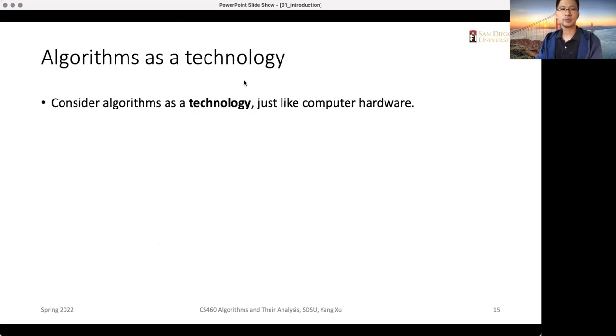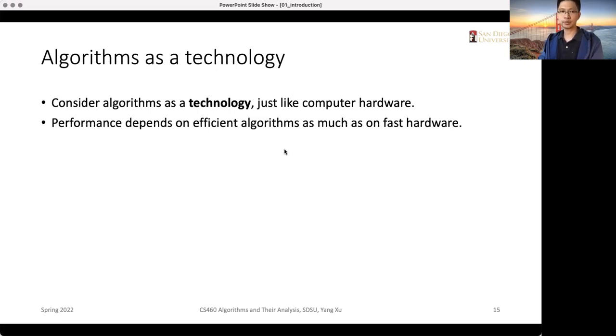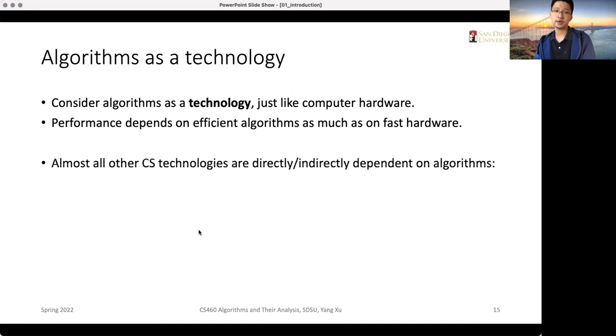All right. So, given the importance of algorithms, we can consider algorithms also as a technology, just like any computer hardware. Not just the hardware is a necessary technology, but also the algorithms. The performance of a computer system depends on efficient algorithms as much as fast hardware. And almost all the other CS technologies are directly or indirectly dependent on algorithms.